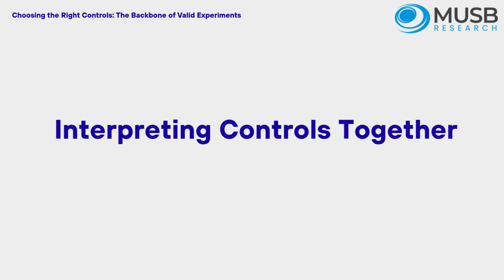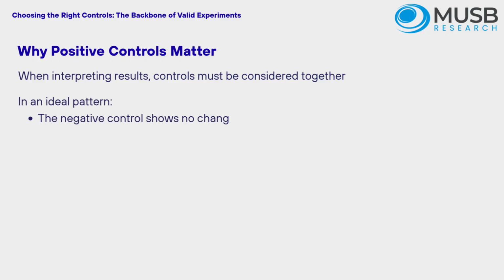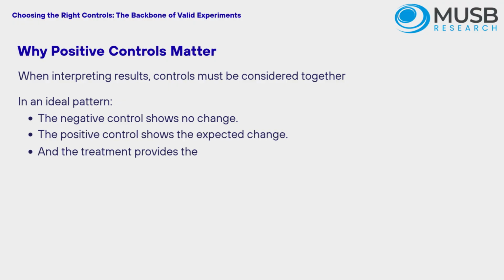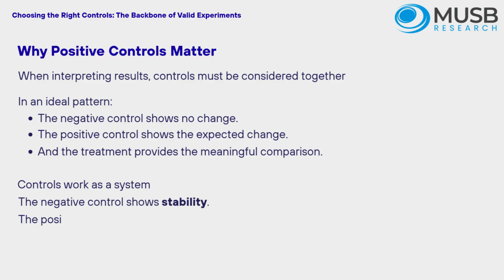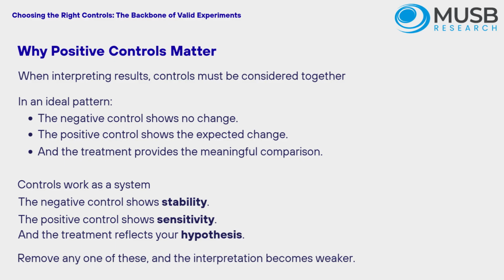Interpreting controls together. When interpreting results, controls must be considered together. In an ideal pattern, the negative control shows no change, the positive control shows the expected change, and the treatment provides the meaningful comparison. Controls work as a system. The negative control shows stability. The positive control shows sensitivity. And the treatment reflects your hypothesis. Remove any one of these, and the interpretation becomes weaker.